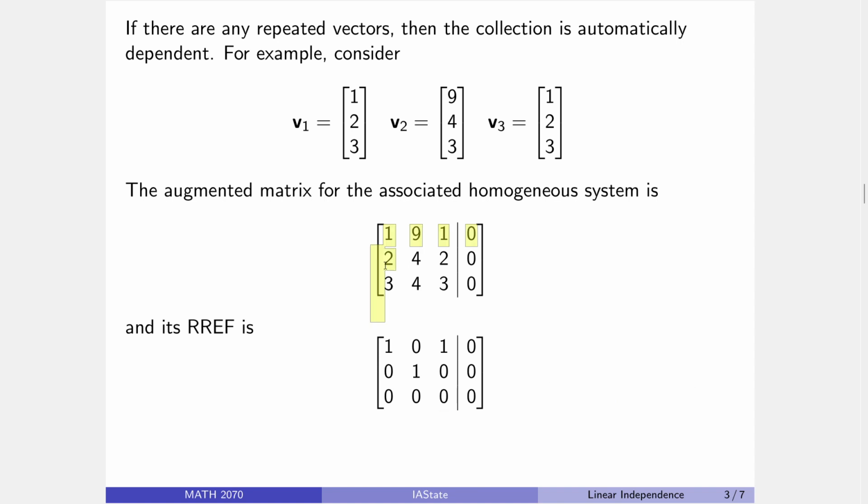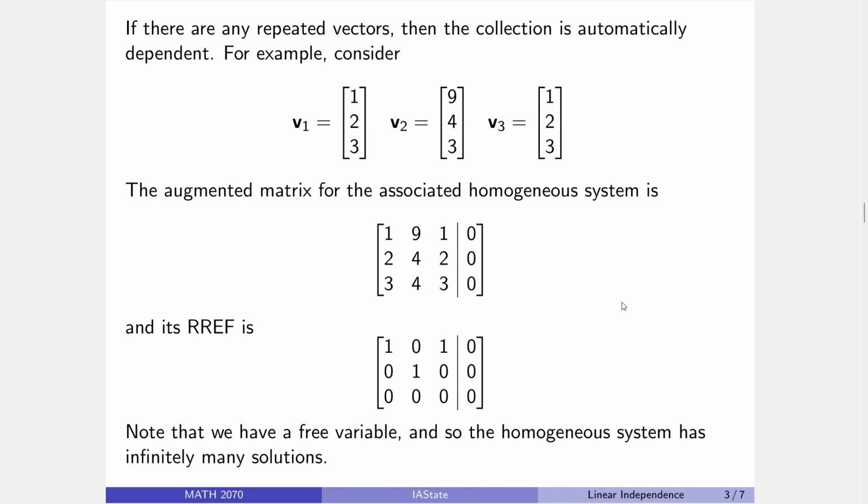Right, any row operation that turns this into 0 will turn this into 0, and likewise for the others. So there's no hope of ever getting another pivot column over here. Note the free variable: a homogeneous system with a free variable has infinitely many solutions. There we go, we know these are dependent.